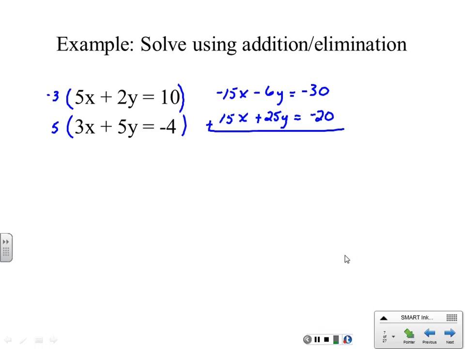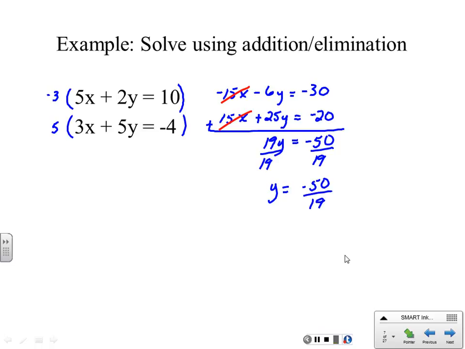So when I add negative 15x and positive 15x, those go away. And then negative 6y and positive 25y is going to be what? 19y? Is equal to negative 30 and negative 20 is going to be negative 50. Alright, so now we're going to solve for y. So we'll divide by 19. And we're going to have y is equal to negative 50 over 19.